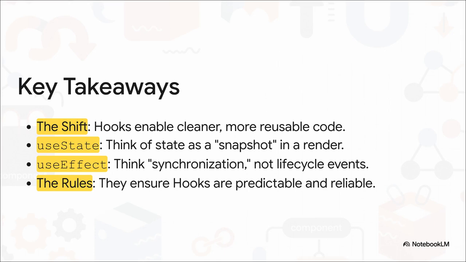First, remember the shift to hooks wasn't just for fun. It was a deliberate move to solve real problems with classes, giving us cleaner code and, most importantly, a way to share stateful logic. Second, for useState, that snapshot model is everything. Props and state are frozen in time for each render. Third, for useEffect, just try to forget the words mount, update, and unmount. Erase them. Think synchronization, always. And finally, those two rules of hooks, they're not guidelines. They are the law. They are what makes this whole beautiful declarative system possible.